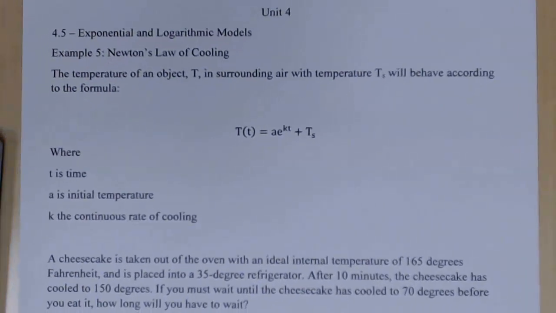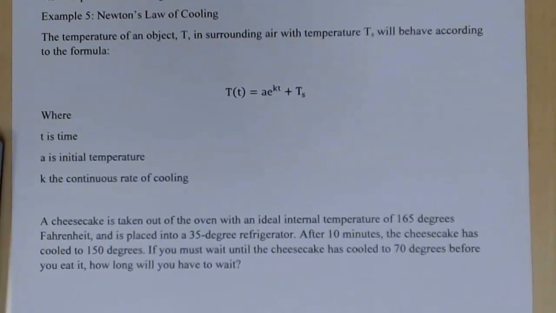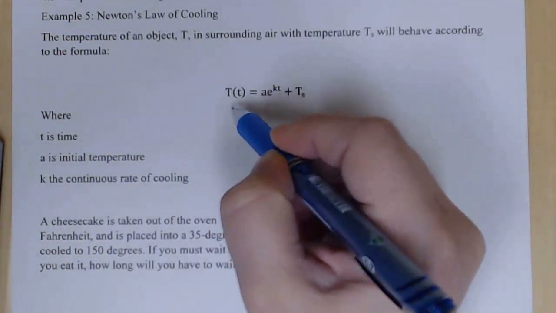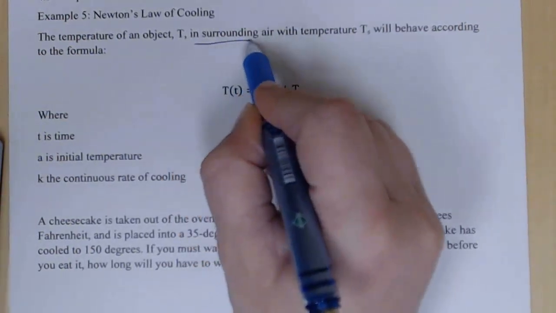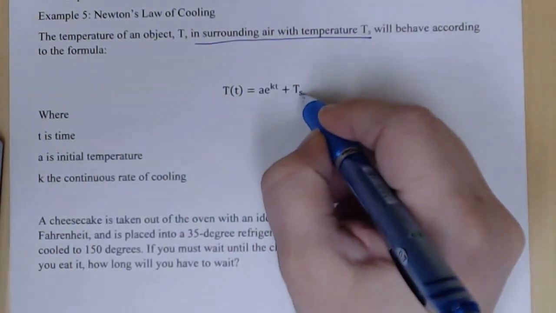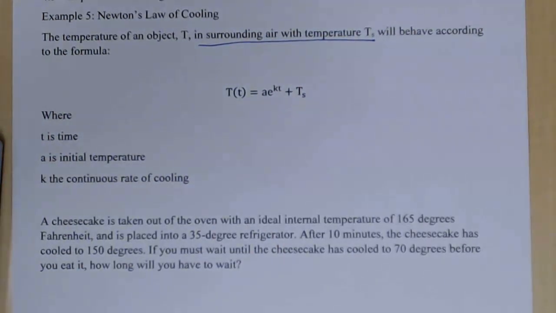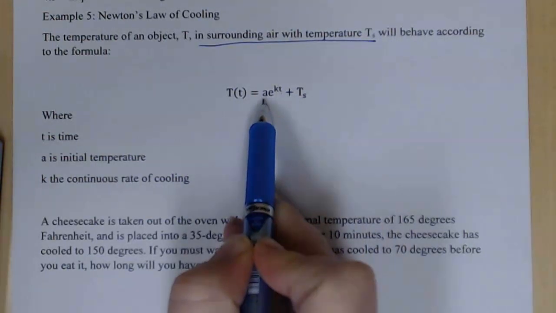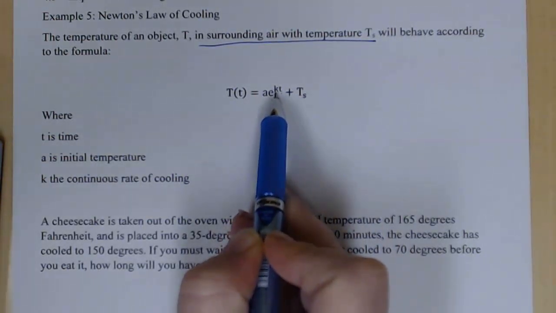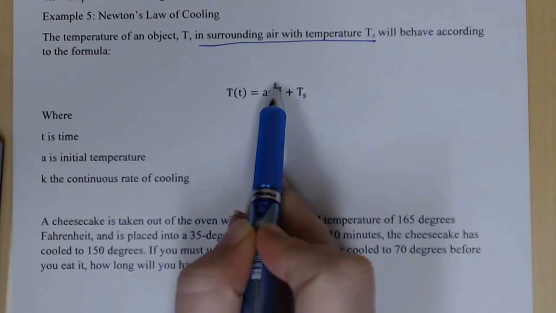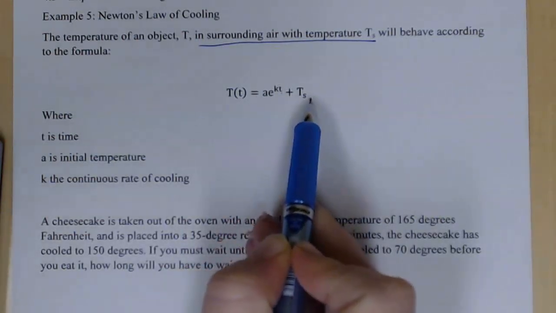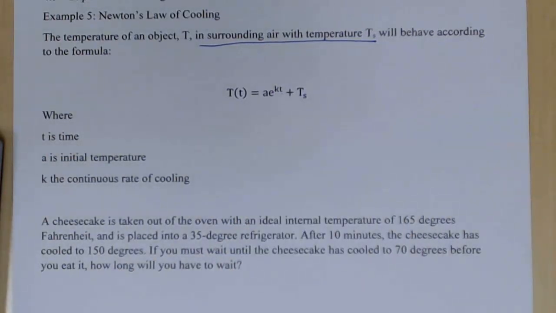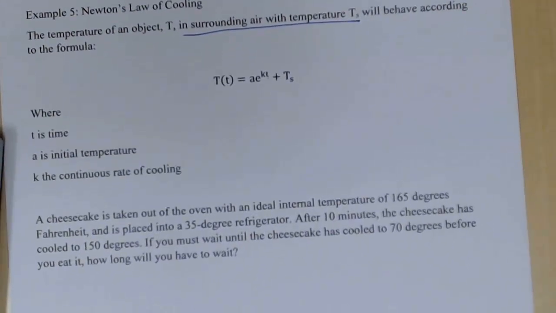In example 5, we bring up Newton's law of cooling, and it says the temperature of an object T, so this is the temperature of the object, and surrounding air with temperature T sub S, so this is the surrounding air, will behave according to this formula, where this lowercase t is your time, A is your initial value, and K is your continuous rate of cooling. So we've seen this piece here in examples 1, 2, and 3. Now we're adding on the value of the surrounding air. And we're going to use this going into this next problem.